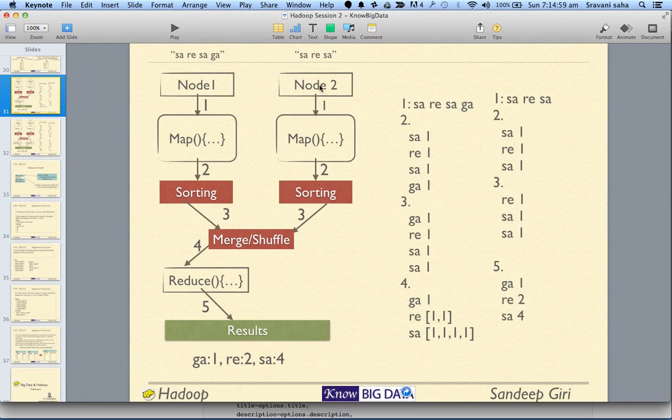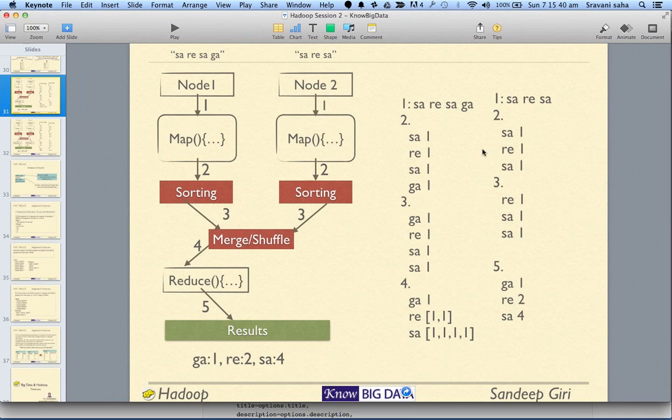Now you can see that there are two nodes in this example, node 1 and node 2. Node 1 has one section of the file, say sa, re, sa, ga, while node 2 has another section of the file. Node 1 takes this input and runs your mapper function. Similarly, node 2 is also doing that. And what is the output? Your mapper converted the input string into key value pairs. Sa is a key, one is a value, and so on.